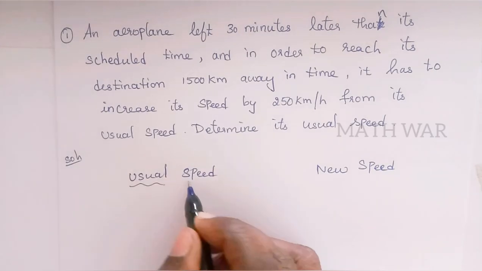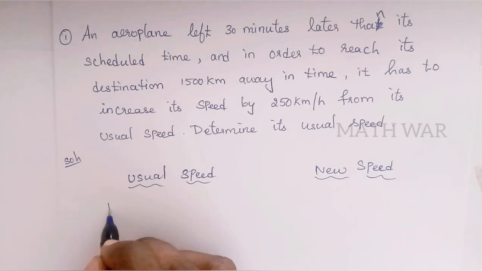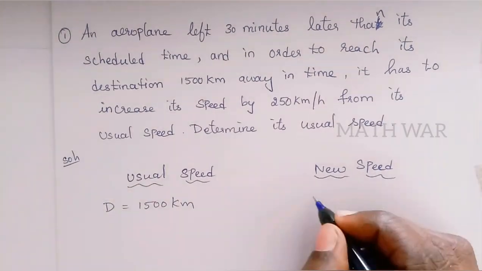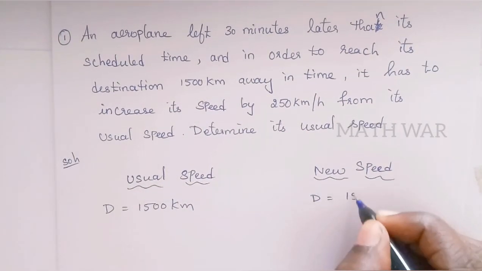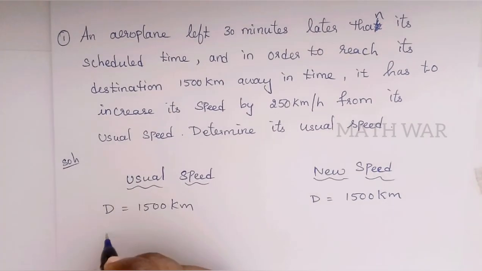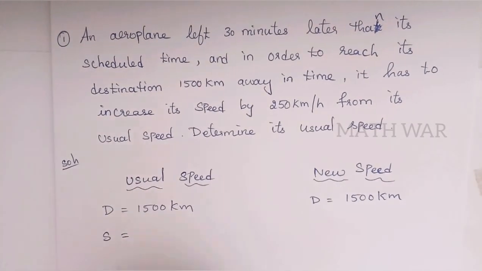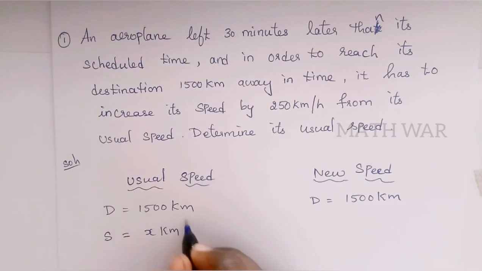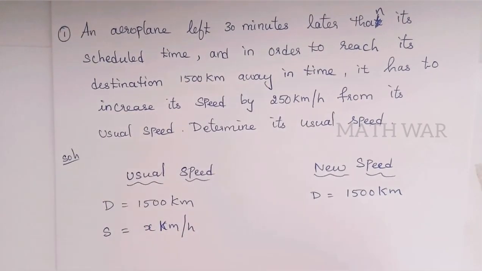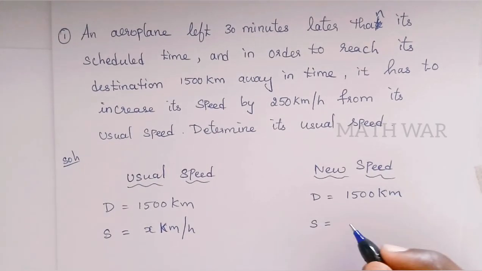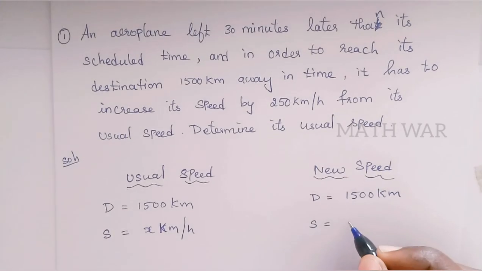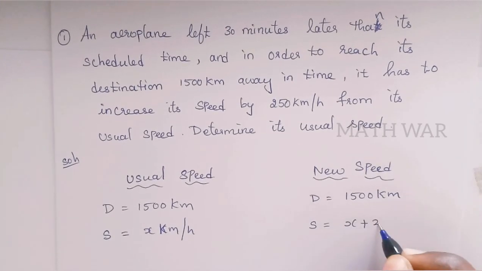Now what is the distance here? Distance is equal to 1500 km for both usual speed as well as new speed, both the same distance, 1500 km. Now what is the speed? Speed is nothing but x km per hour for the usual speed. Usually it will go at x km per hour. Now it has to increase the speed by 250 km per hour to reach on time, right? So now the speed is x plus 250 km per hour.